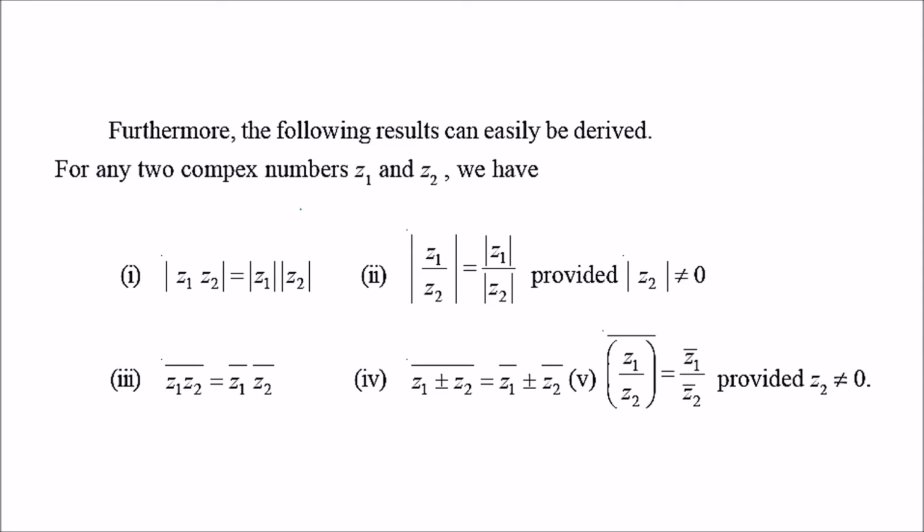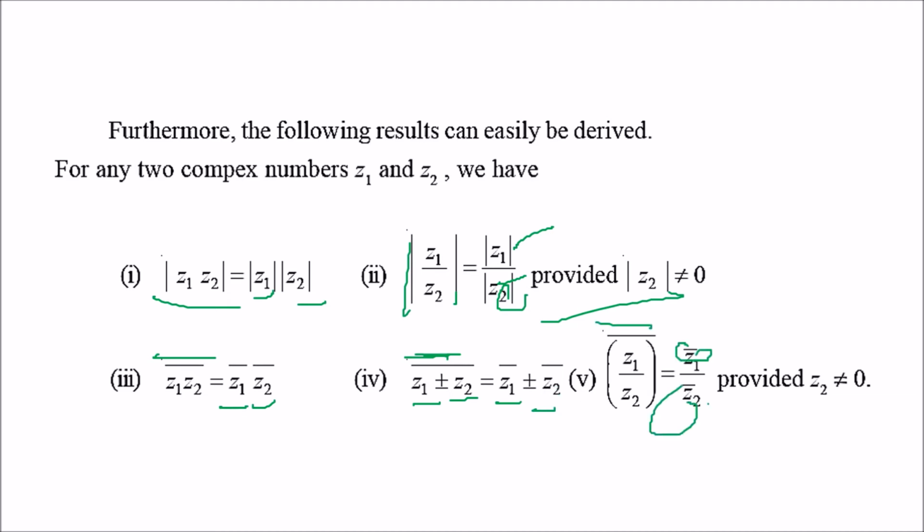We'll use it. But before we go and use it, there are other results also. The modulus of z1 z2 is independently the modulus of z1 times the modulus of z2. For z1 divided by z2, you can take the modulus independently, modulus z1 by modulus z2, where z2 cannot be 0. How about the conjugate of z1 z2? You can take them separately and make the conjugate. Likewise for z1 plus z2, you can take them separately and take the conjugate. The conjugate of z1 by z2, you can take separately, but z2 cannot be 0.